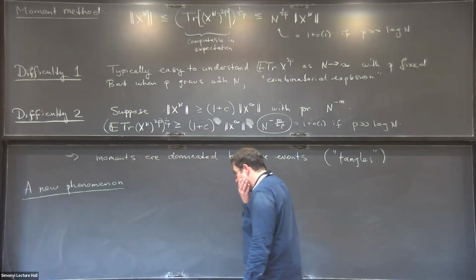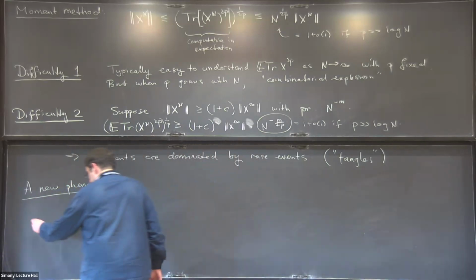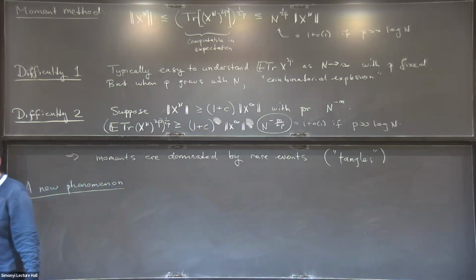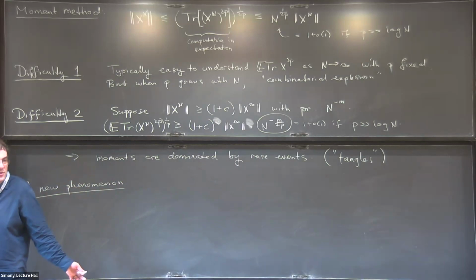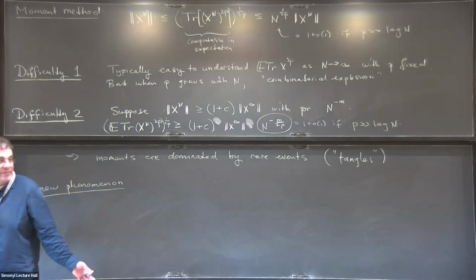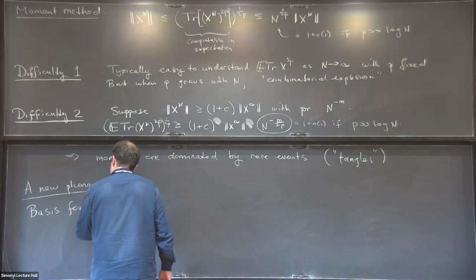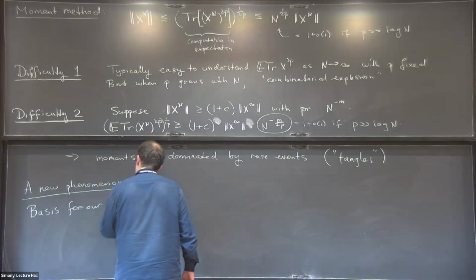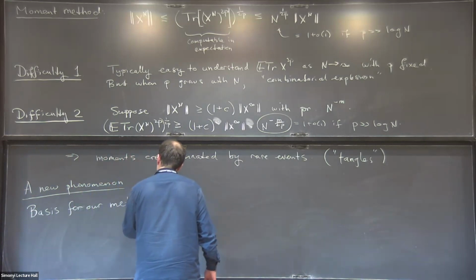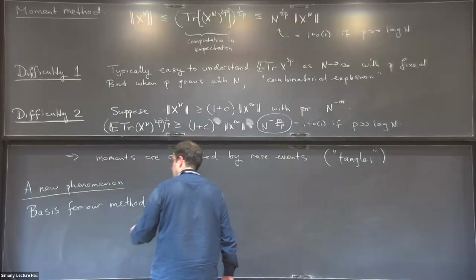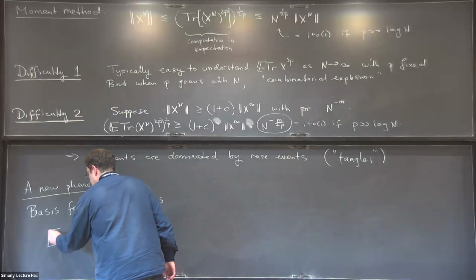So the basis for our method are also moments, because these are the only things we can compute. Okay? And for the kind of models I'm talking about, we don't know how to compute anything else. It's the only thing we have. So the basis for our method is that we start by computing the expected trace.